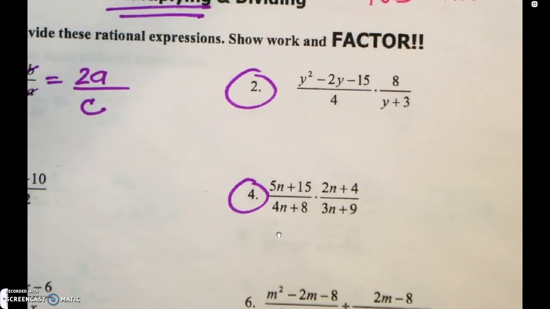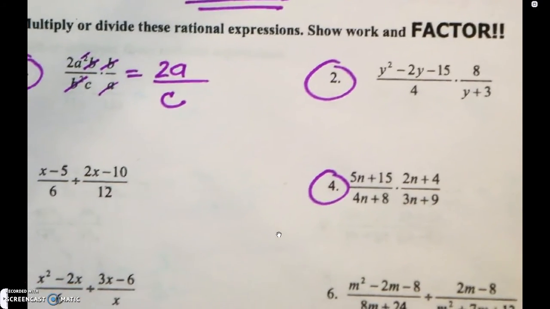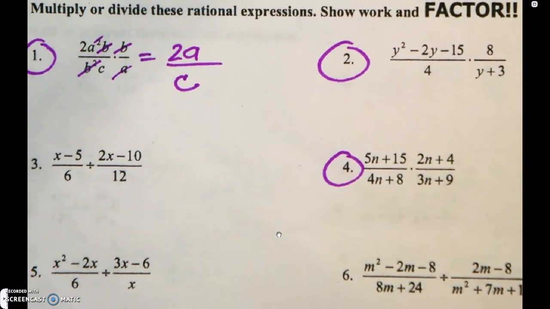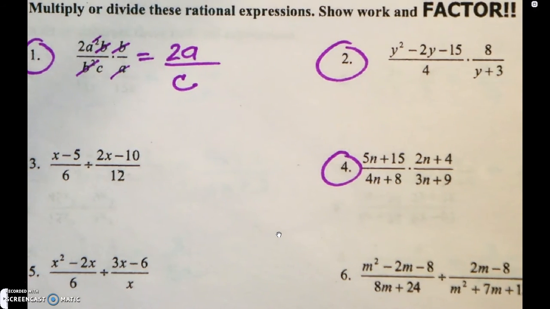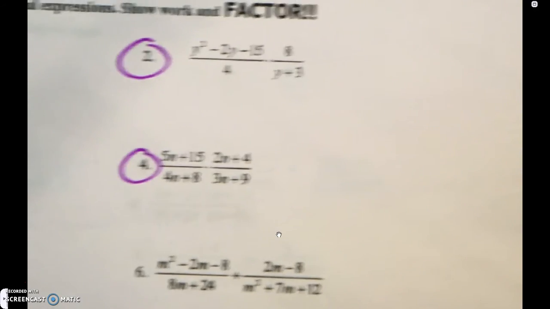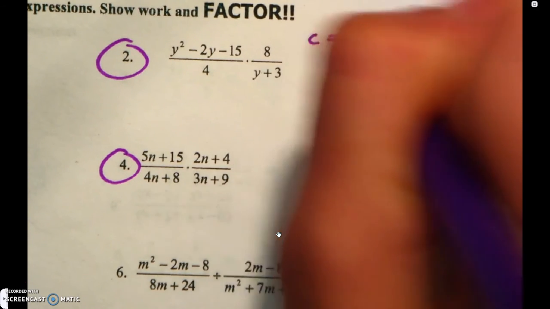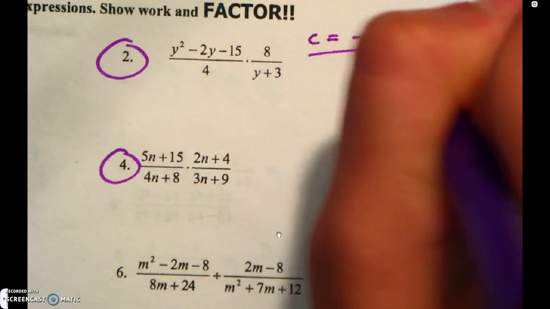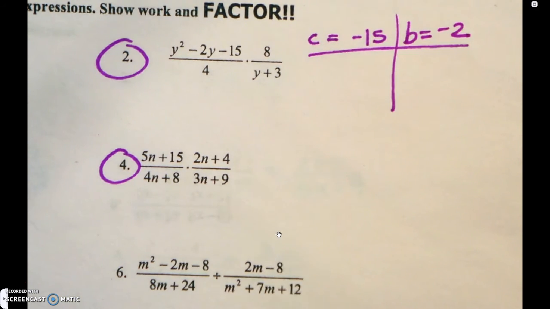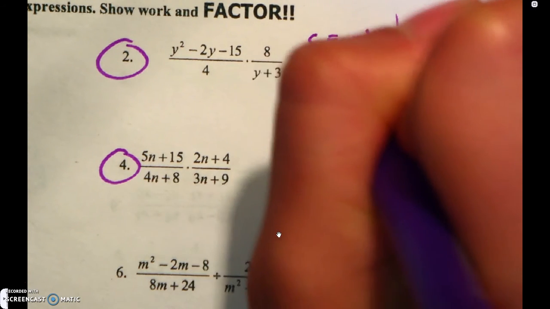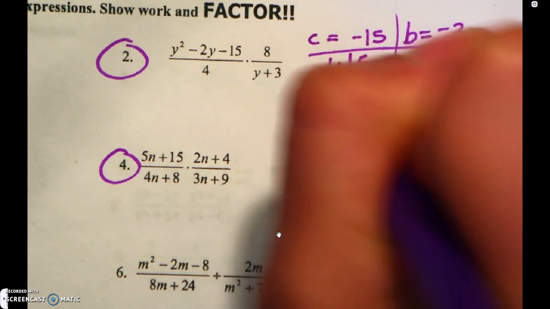Okay, let's go to number 2. Number 2 has 3 terms, 1, 2, 3. So that when you see 3 terms, you know it's going to be a CB table. And then you have y plus 3 on the bottom. So when you have 3 terms, you're going to say c is equal to negative 15 and b is equal to negative 2. So what numbers can I multiply together to get 15?